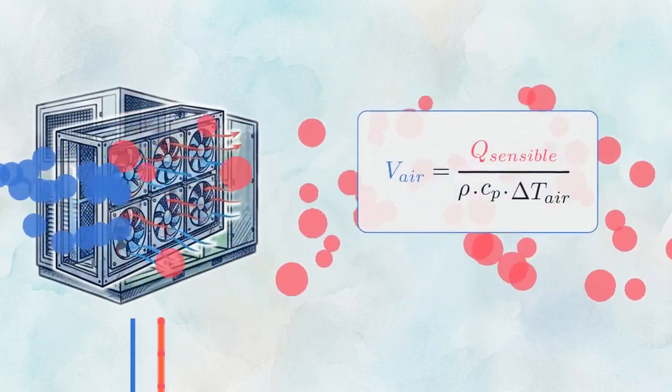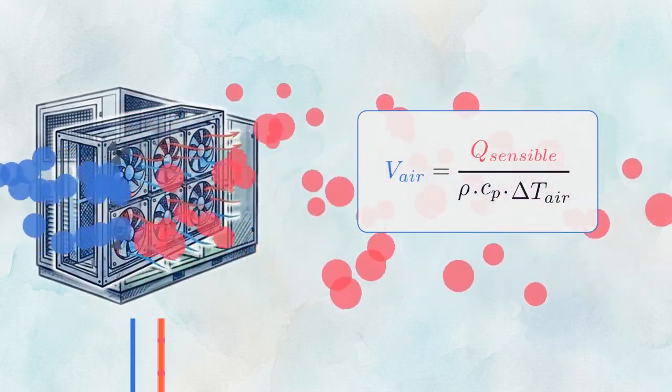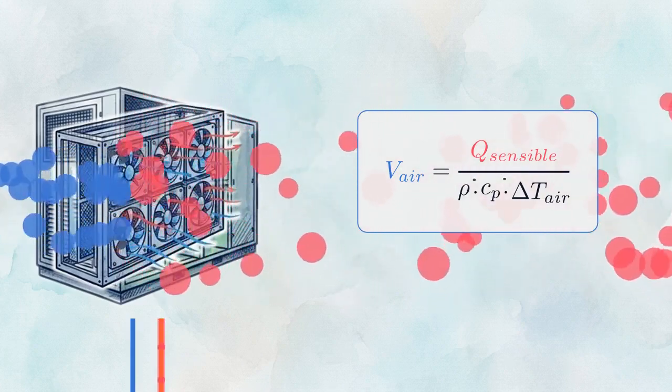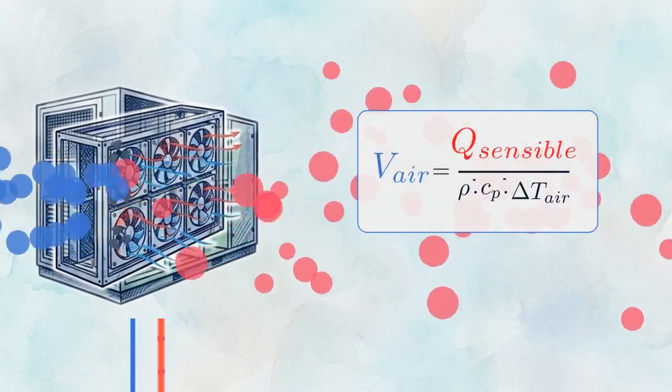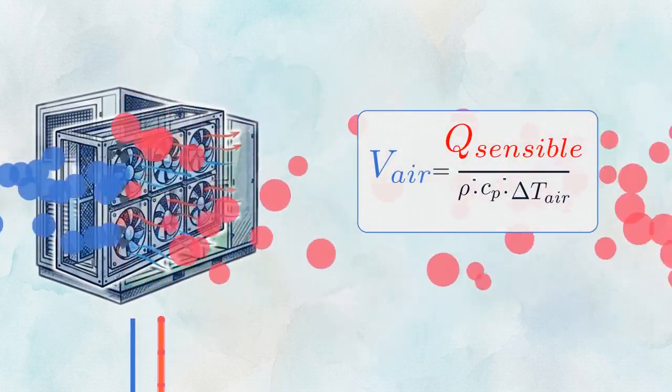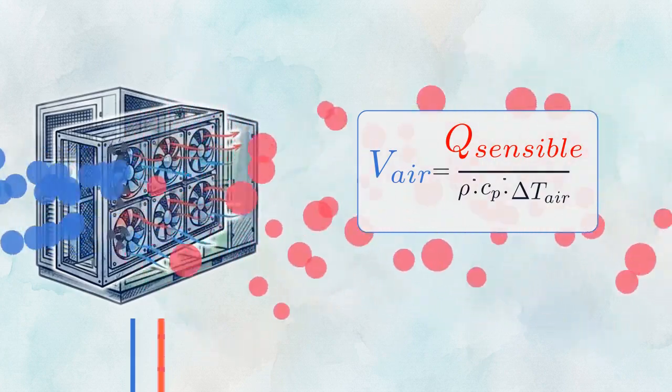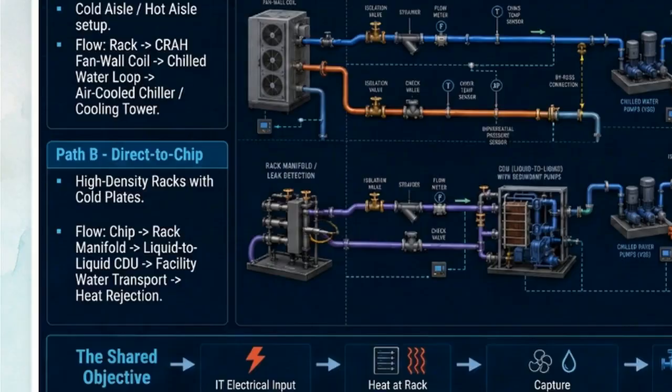The volume of air required for this process is strictly tethered to the laws of physics. If the sensible heat load spikes, the required airflow volume must increase proportionally to maintain temperature equilibrium, assuming air density and specific heat capacity remain constant. High-density AI deployments require a different approach. The lower section outlines Path B, direct-to-chip liquid cooling.